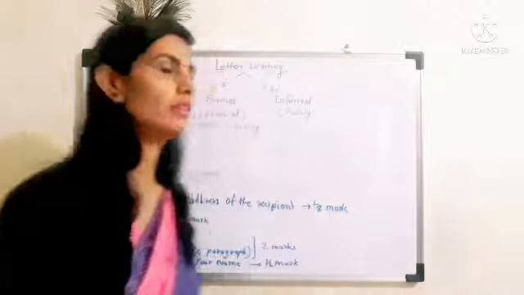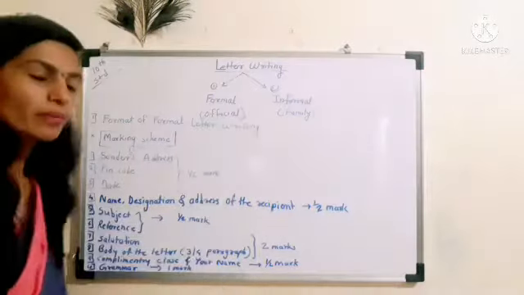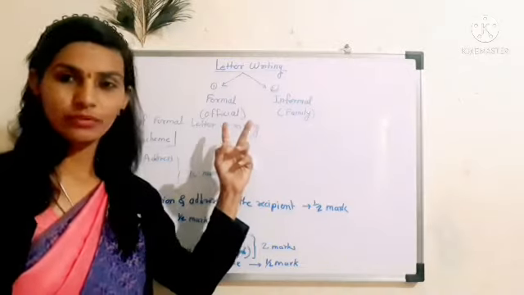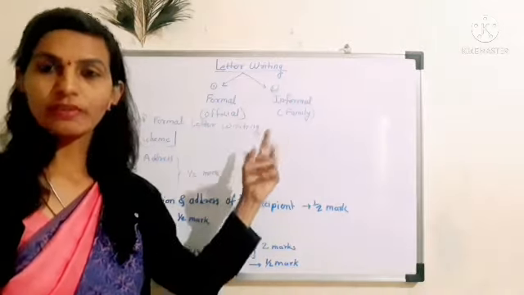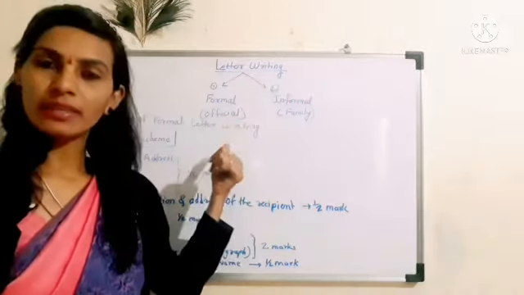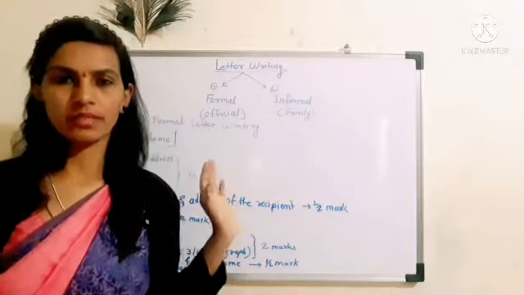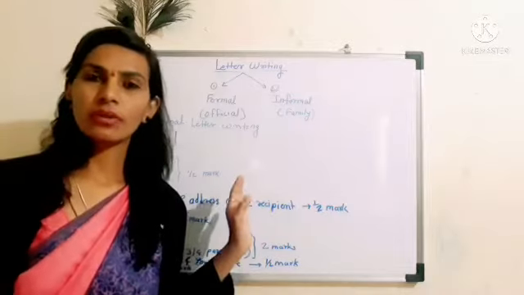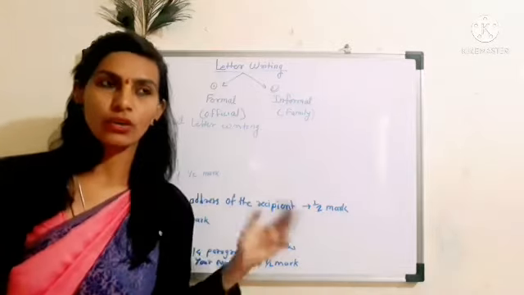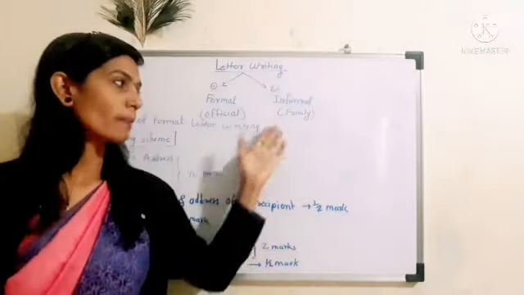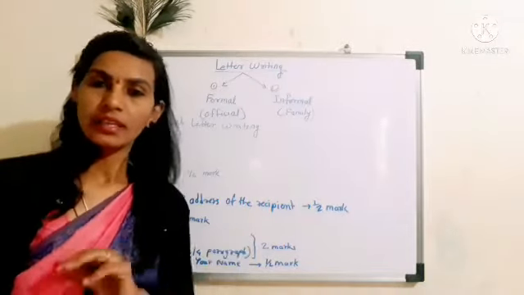So now look at the board. This is the topic: letter writing, and it is divided into two parts, as I told you. First is the formal letter, second is the informal letter. Formal means official letters which we are sending, and informal letter means letters to our family or to our friend circle. Okay, is that clear?